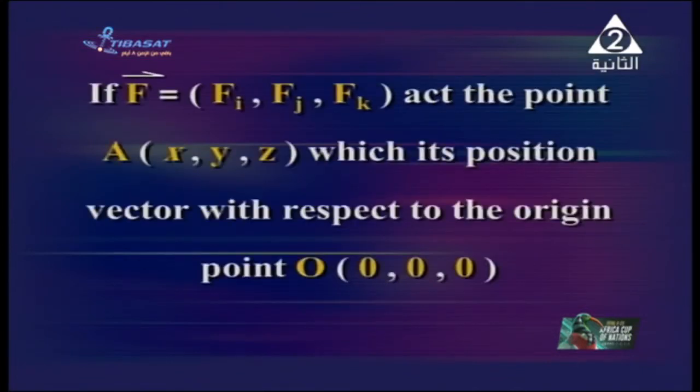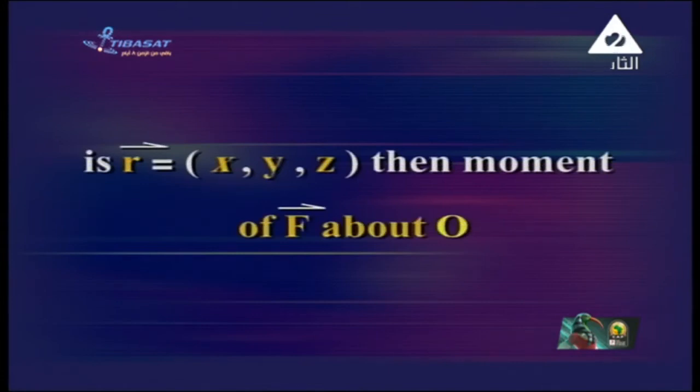We know that the force F has 3 components, Fi, Fj, Fk. It acts at the point A, which has 3 coordinates x, y, z, its position vector with respect to the origin point 0, 0, 0. The position vector's symbol is r vector, x, y, z. Then what about the moment of the force F about the origin point O?